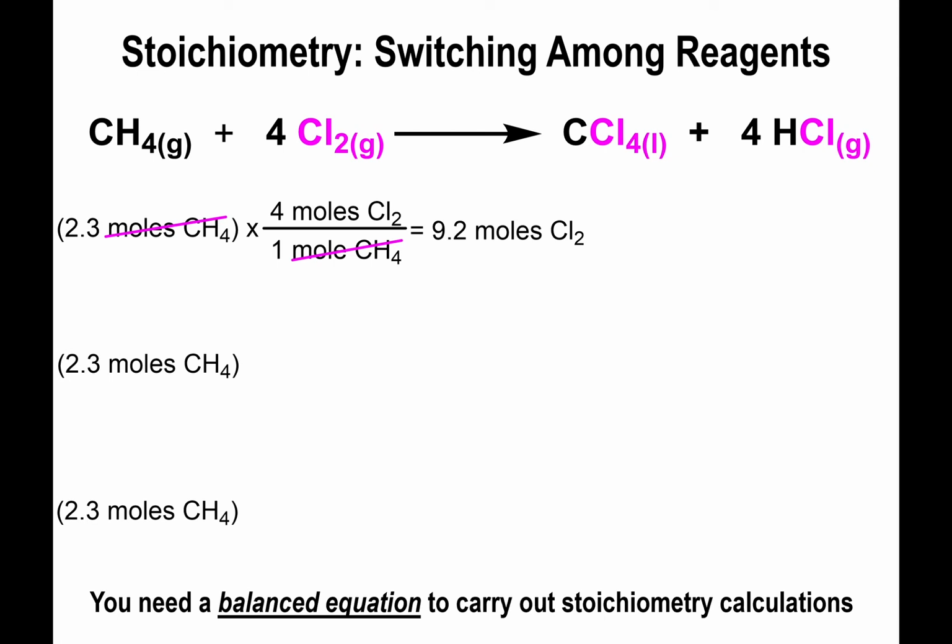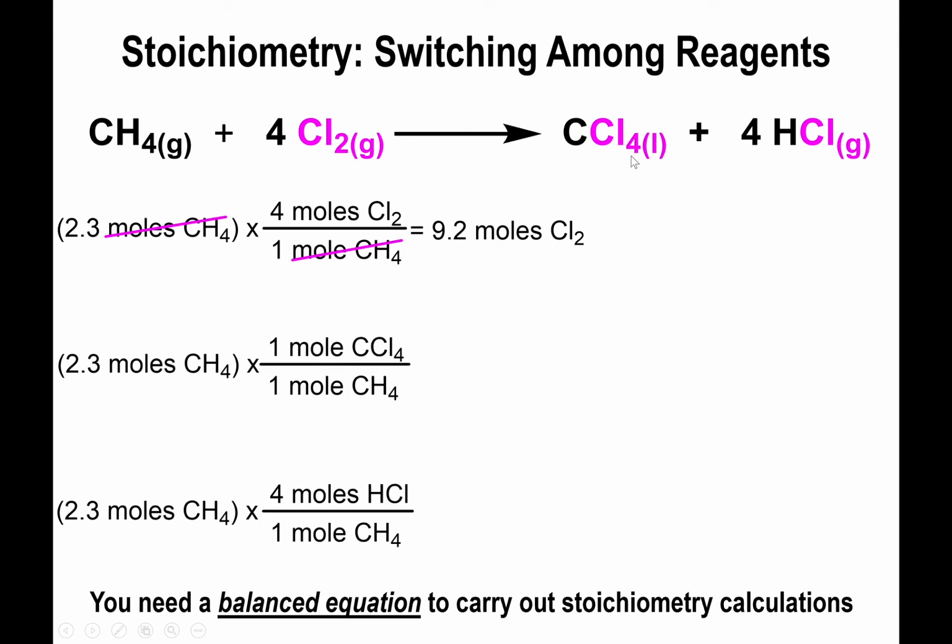Now, to be thoroughly complete about this, we could actually do the switch over from the 2.3 moles of CH4 to any of the reactants or any of the products in this balanced equation. Case in point, if we want to switch over to CCl4, the coefficients in the balanced equation are 1 and 1, so you will use that as your conversion factor. Or if you're trying to switch over to HCl, the coefficients will be 1 for CH4 and 4 for HCl, and you can see that down here. Upon carrying out the proper calculations, you will see that the moles of CH4 cancel out every single time, and you end up with either moles of Cl2 or moles of CCl4 or moles of HCl.